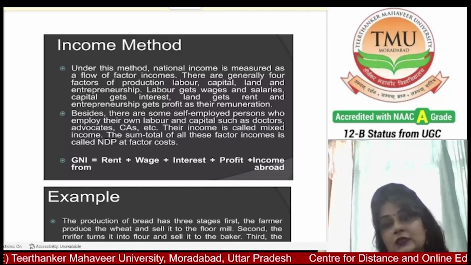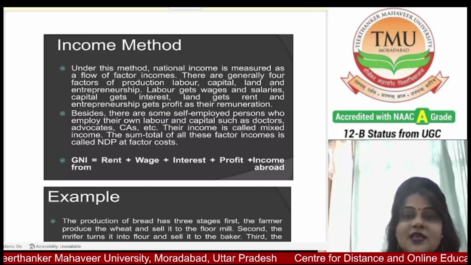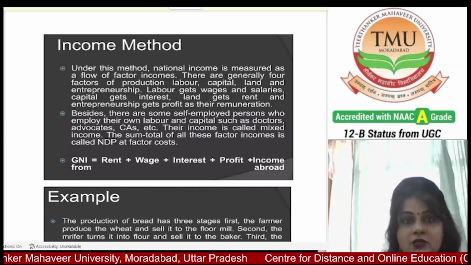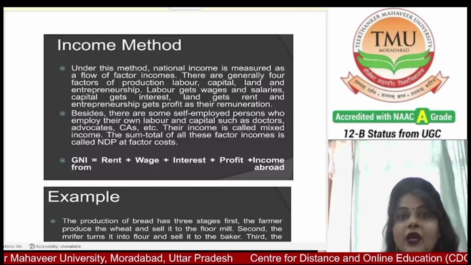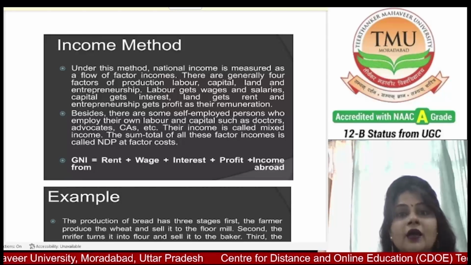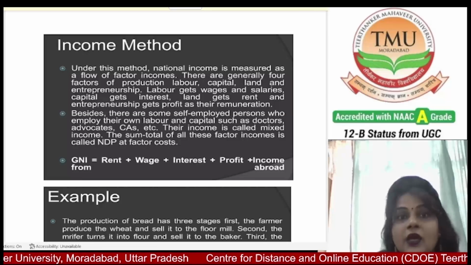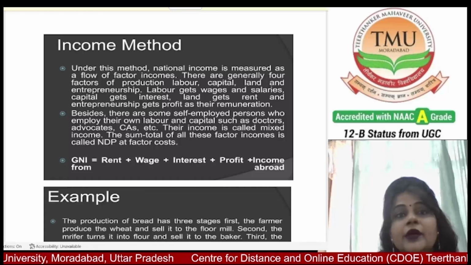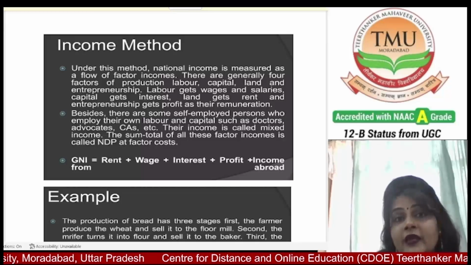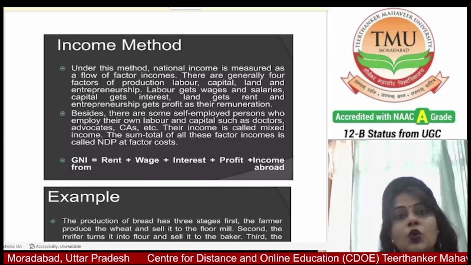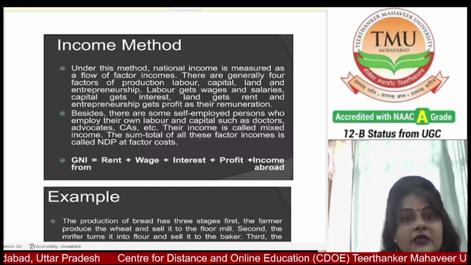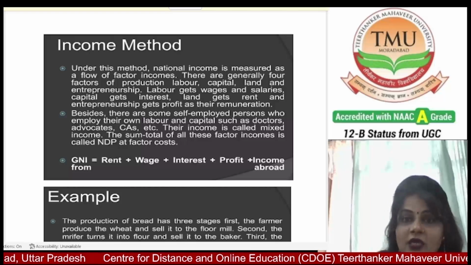So, under this income method, national income is measured as a flow of factor incomes. There are generally four factors of production: labor, capital, land, and entrepreneur. Labor gets wages and salaries. Capital gets interest. Land gets rent. And entrepreneurship gets profits as their remuneration. Besides, there are some self-employed persons who employ their own labor and capital, such as doctors, advocates, CAs, etc. Their income is called mixed income.